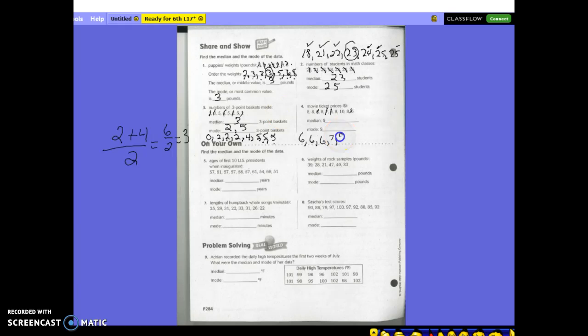And then we have 8. And how many 8s do we have? 1, 2, 3, 4, 5 of them. And then we have our 10. Okay, so we had 1, 2, 3, 4, 5, 6, 7, 8, 9, 10 numbers.